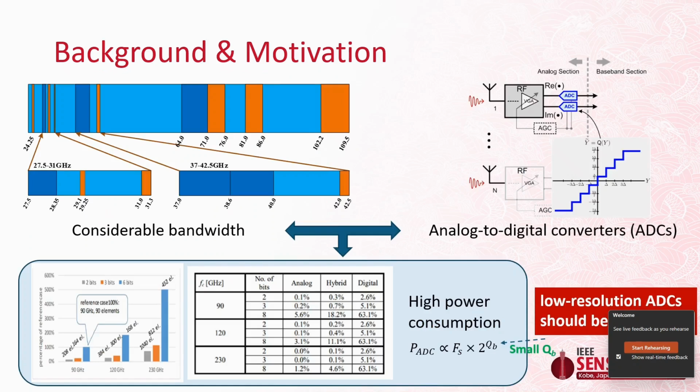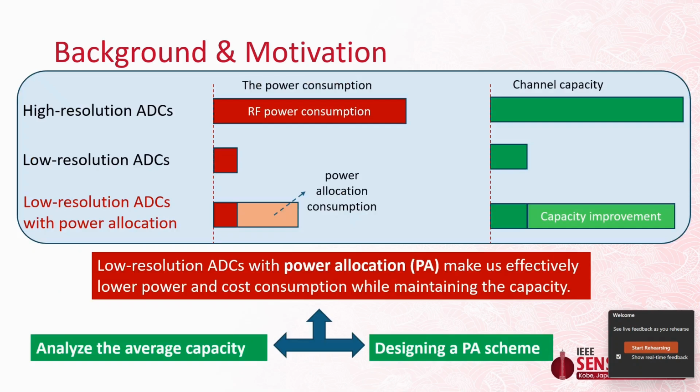However, achieving high capacity necessitates significant bandwidth, which considerably increases both power consumption and the cost of analog to digital converters, ADCs. Specifically, the power consumption of ADCs scales with sampling rate fs and 2 to the power of QB, where QB is the number of quantization bits. To enhance the longevity of DAWSNs and expand their applicability, deploying low resolution ADCs with a smaller QB can effectively reduce the power consumption and costs.